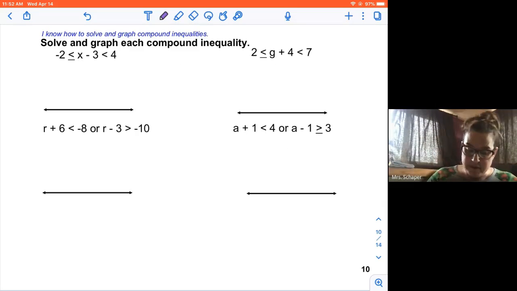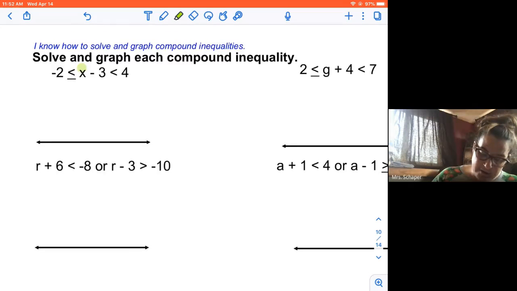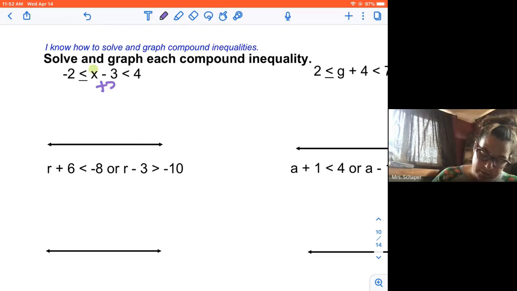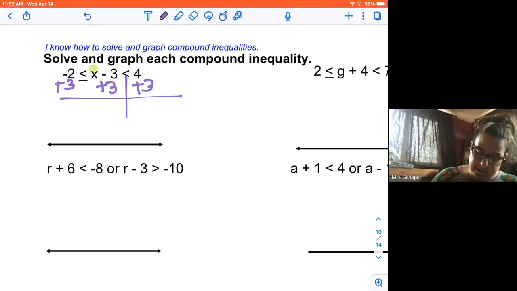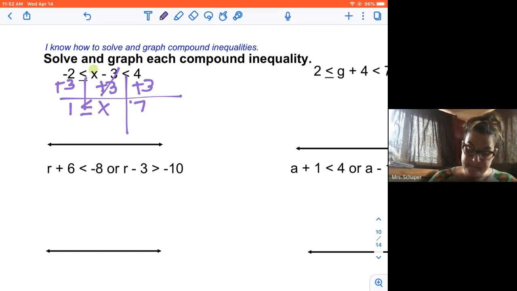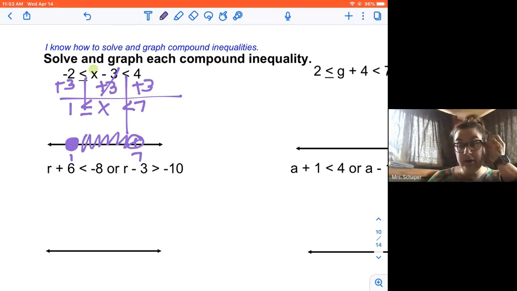They're joined. And so my whole goal is to get x by itself. And how I do that is I add 3 to all 3 parts. Okay. So -2 plus 3 is 1. These cancel out and it's x. 4 plus 3 is 7. Then I bring down my signs. 1 is less than or equal to x, which is less than 7. 1 and 7. Okay. And then we shade in the middle. We shade in the middle.